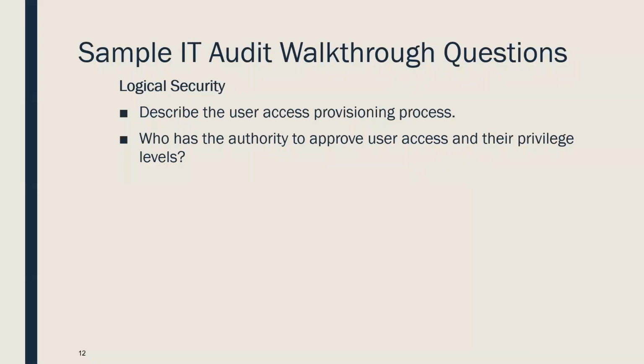So you're going to have different levels to your questions. For example, you'll start off with, describe the user access provisioning process. This is open-ended. You want to give them the opportunity to describe the whole process for you. And then you can go deeper, right? So who has authority to approve users and their privilege levels? So you're starting higher, getting a broader understanding of the environment and their process, and then you can ask deeper questions based on the controls that you're testing. So these are just a few examples for you to see what you might ask during a walkthrough.